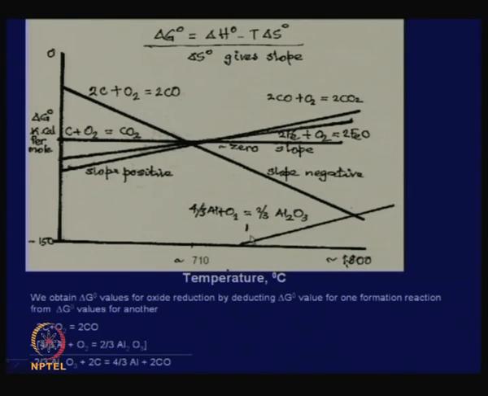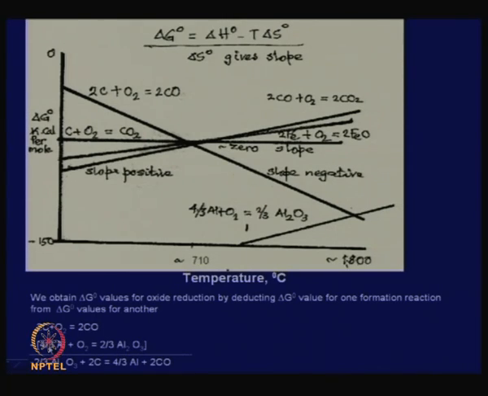Now, let us take this example of reduction of Al2O3 by carbon. So, we have to combine these two reactions, 2 C plus O2 gives 2 CO, and 4/3 aluminum plus O2 gives 2/3 Al2O3.